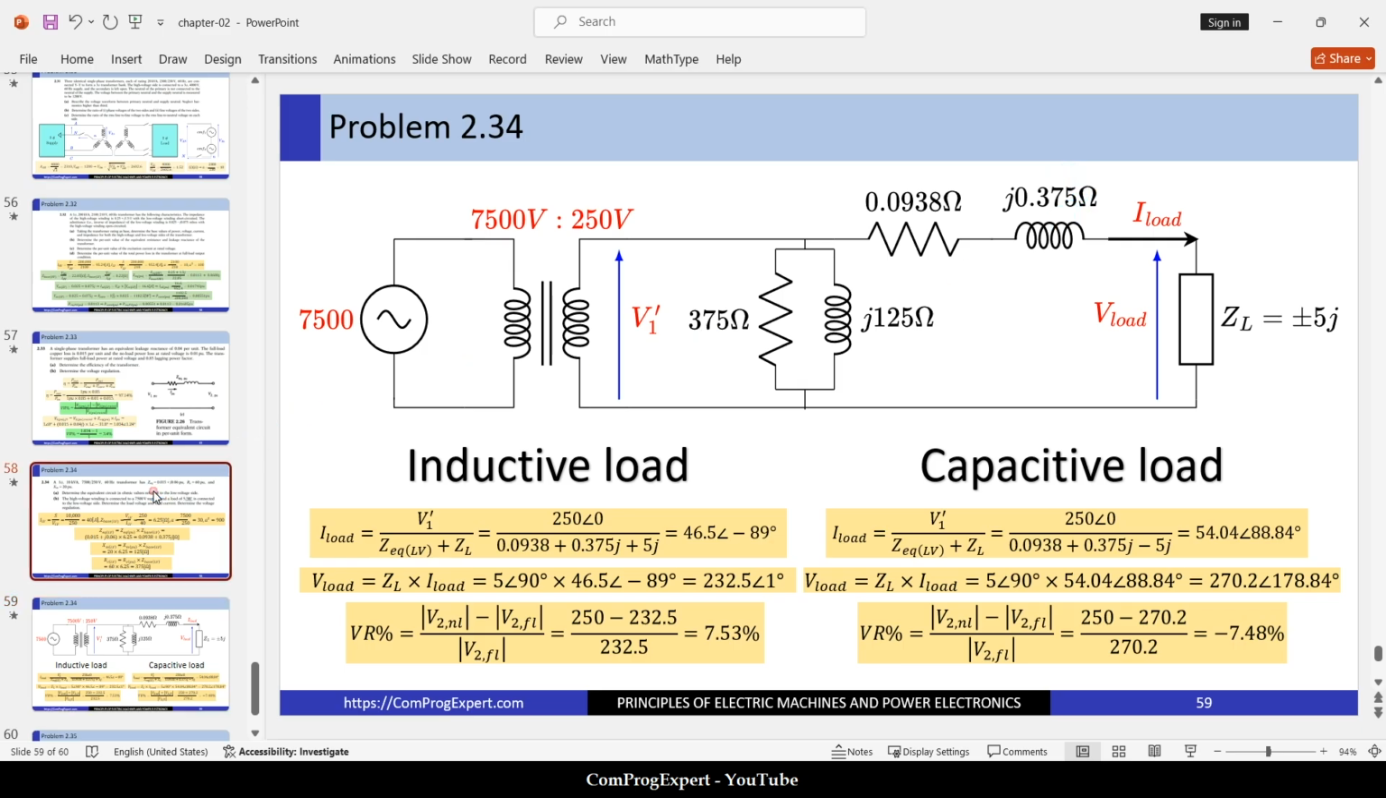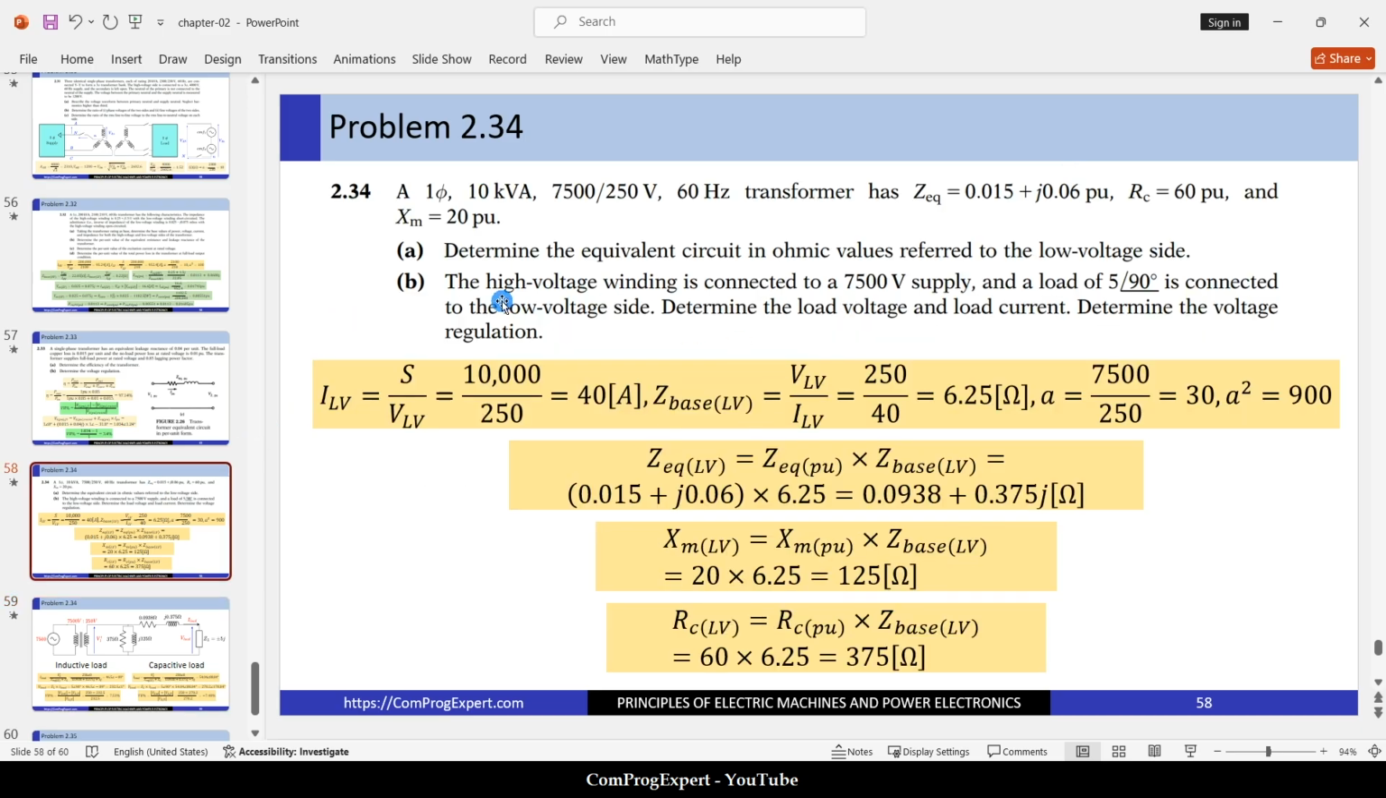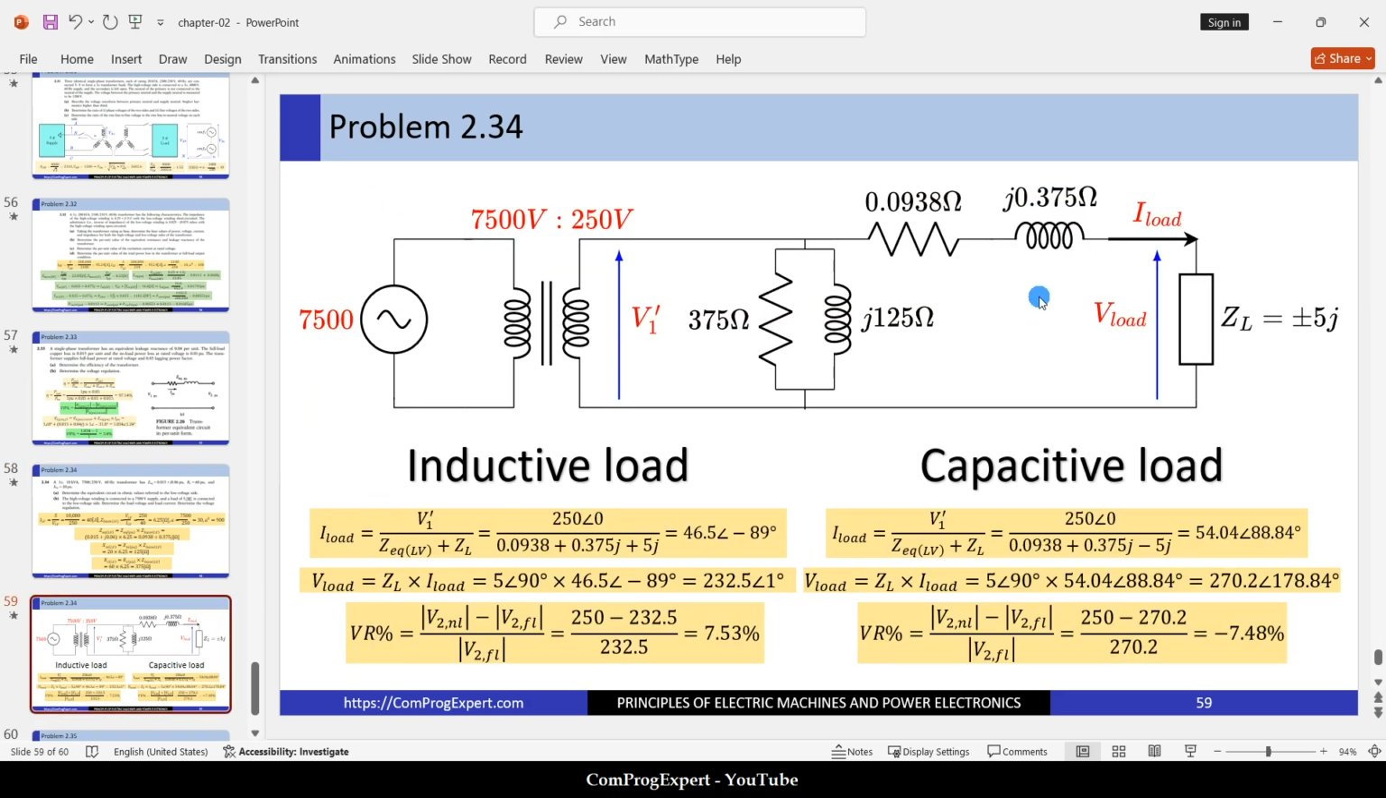So, part B, the high voltage winding is connected to a 7500 volts supply and a load of 5 with this angle 90 degrees is connected to the low voltage side. Determine the load voltage and the load current. Determine the voltage regulation. So here we have this circuit, we just need to consider this load impedance here.